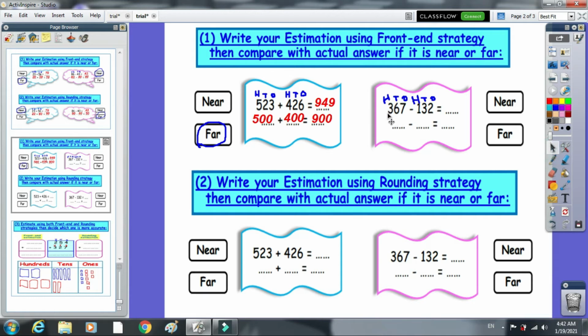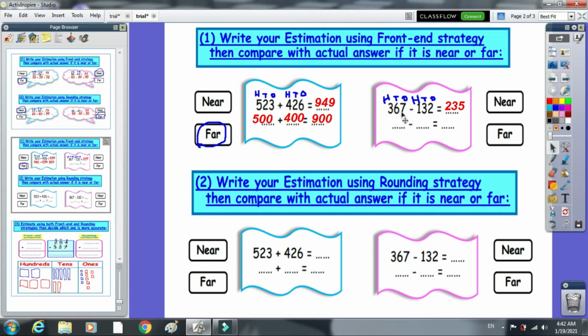And here, 367 minus 132. If we try to get the actual difference, we will say that 7 minus 2 equals 5, and 6 minus 3 equals 3, and 300 minus 100 equals 200. So the actual difference here is 235. And I will estimate each number using the front end estimation.